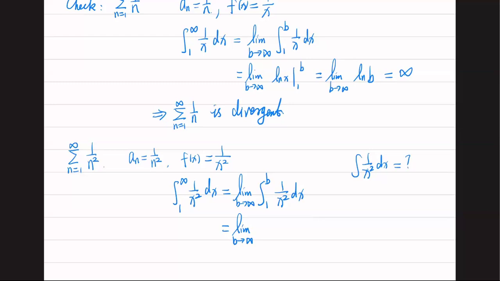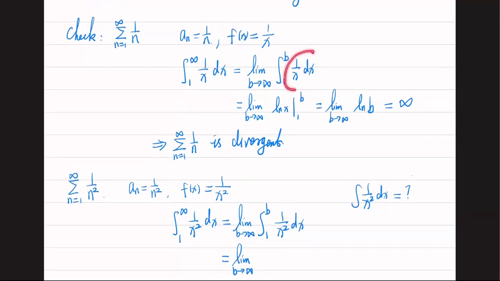Okay, check. If you see ln x, could you recover 1 over x squared? If you take a derivative, do you recover this? Okay, so this is a very special one. This integral with ln, it's very special. That's the only case we have ln.